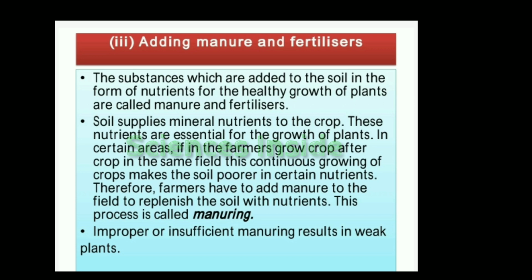Soil supplies mineral nutrients to the crop. These nutrients are essential for the growth of plants. In certain areas, if the farmers grow crop after crop in the same field, it makes the soil poor in certain nutrients. Therefore, farmers have to add manure to the field to replenish the soil with nutrients. This process is called manuring. Improper or insufficient manuring results in weak plants.